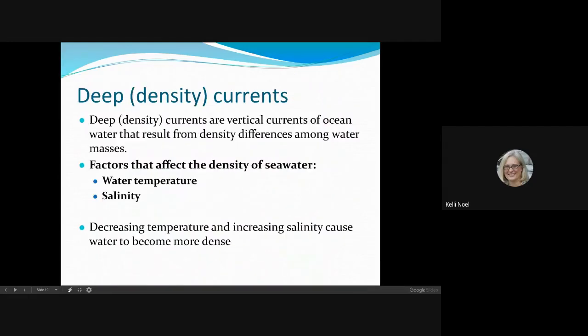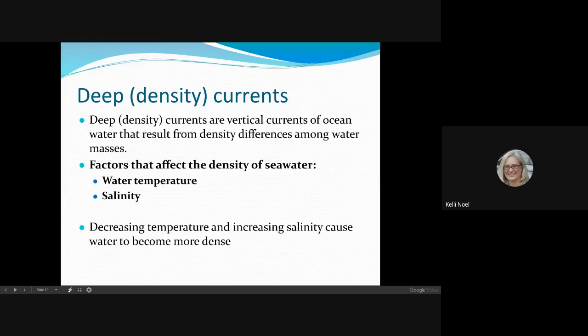All right, now we're on deep density currents. So your deep currents, here's the definition. Vertical, so surface or horizontal going this way. Deep are vertical currents going this way. So these are going to result from density differences among water masses.